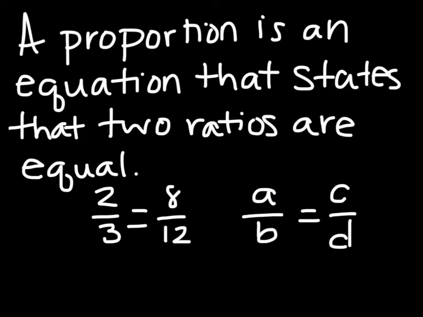A proportion is an equation that states that two ratios are equal. When we learned this in 6th grade math, we called these equivalent ratios. For example, 2/3 is equal to 8/12. And stated algebraically, A over B is equal to C over D as long as neither B nor D is equal to 0. Let's work out a couple of problems with this concept.